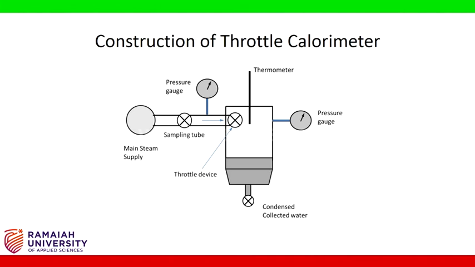With the combined separating and throttling calorimeter, it is necessary to condense the steam after throttling and measure the amount of condensate. If a throttling calorimeter only is sufficient, there is no need to measure condensate, the pressure and temperature measurements at exit being sufficient.